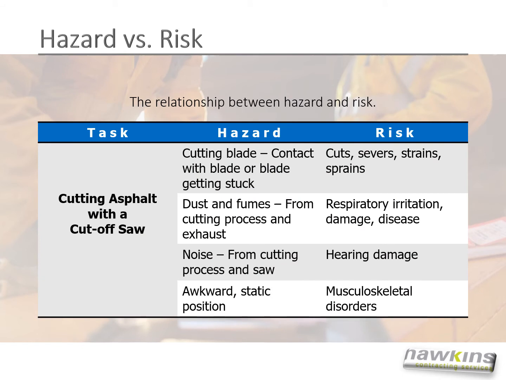To better understand this distinction in the context of our work, let's consider the example of using a cut-off saw to cut asphalt. The cutting blade is a hazard if contact is made during use or if the blade gets stuck while in use. The risks associated with these hazards are cuts, severs, strains, and sprains. Dust and fumes deriving from the cutting process and exhaust are also a hazard. The risks associated with these hazards are respiratory irritation, damage, and disease.